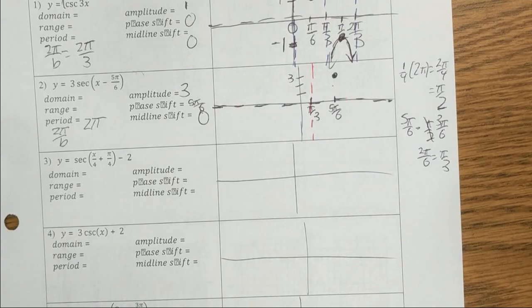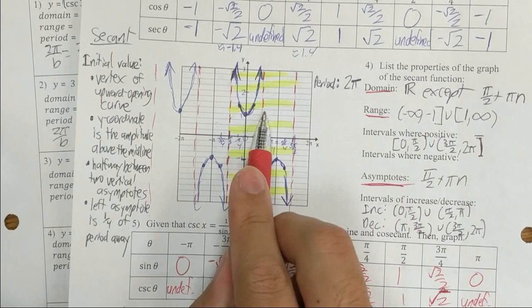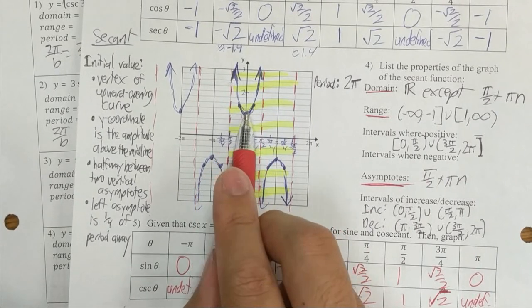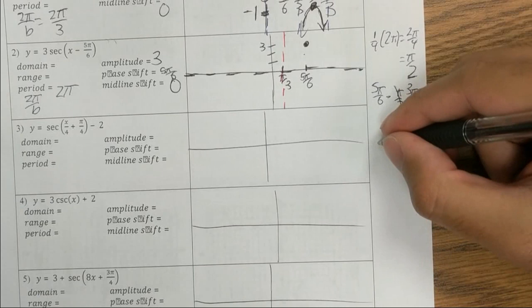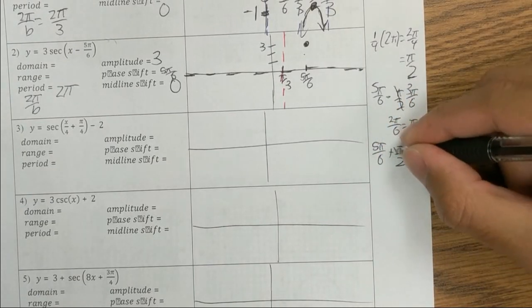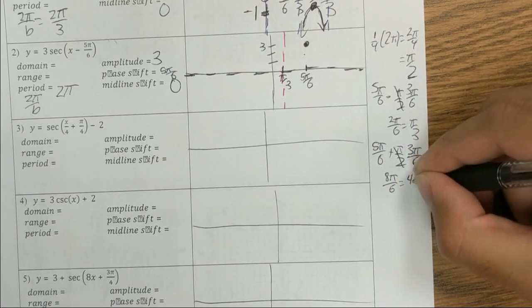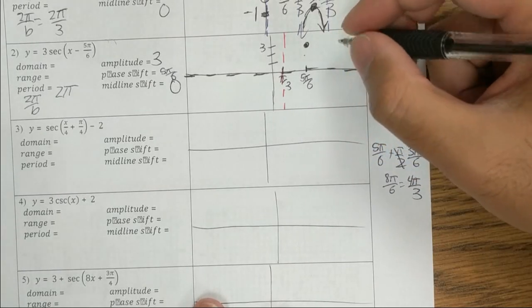Okay, and then remember our vertex point is always halfway between vertical asymptotes. So if I go pi over 2 to the left to hit an asymptote, I can also go pi over 2 to the right to hit an asymptote. So to go to the right, this time I'll add pi over 2. Okay, so there will be another vertical asymptote at 4 pi over 3.